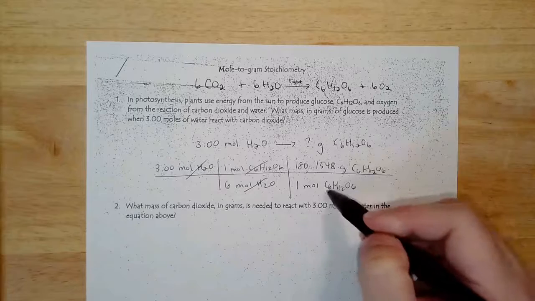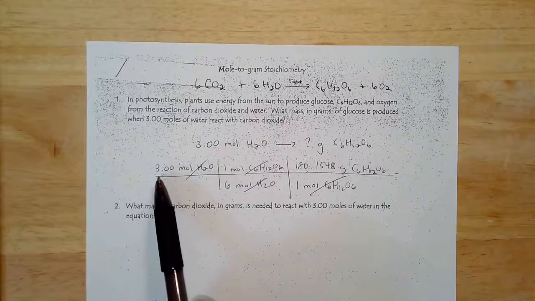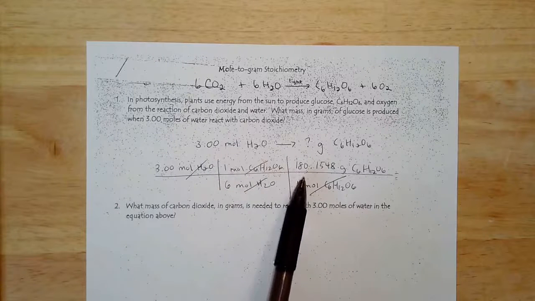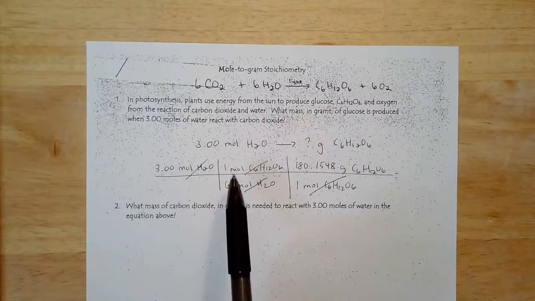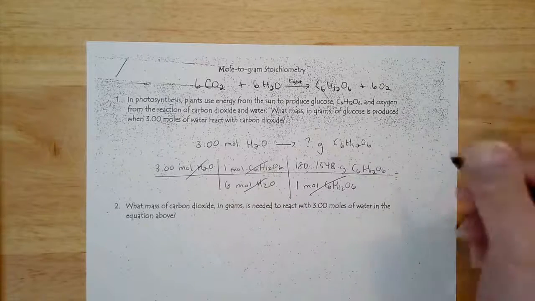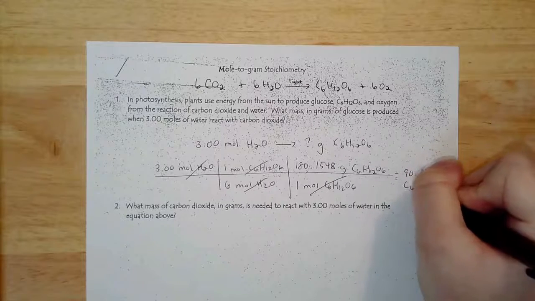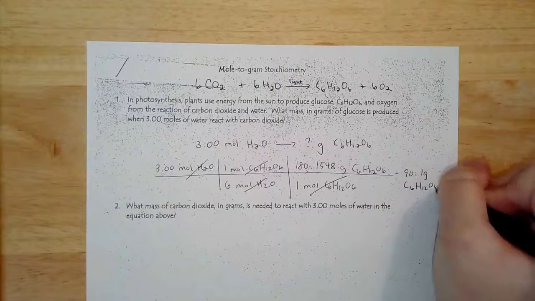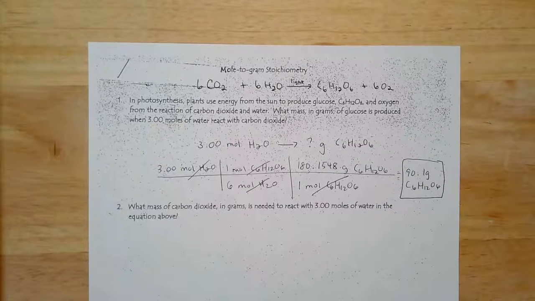So on my calculator, I would do 3 times 1 times 180.1548. I'd hit equals. Then I'd hit divided by 6, or 6 times 1, which is 6. And you'll get 90.1 grams of C6H12O6. And that would be my answer. So that's how I worked out this particular problem.